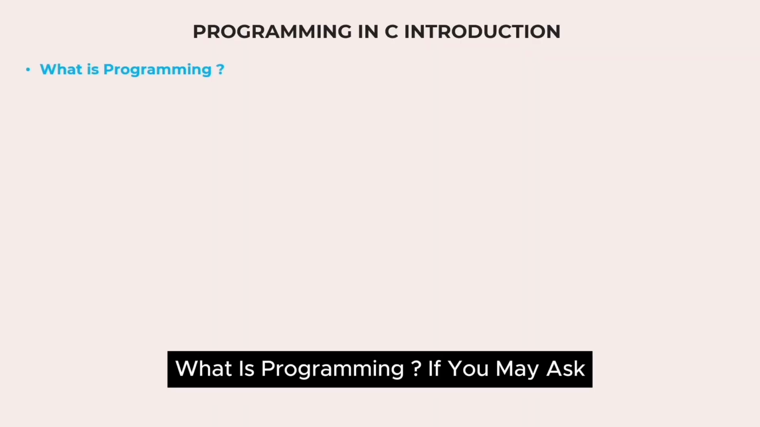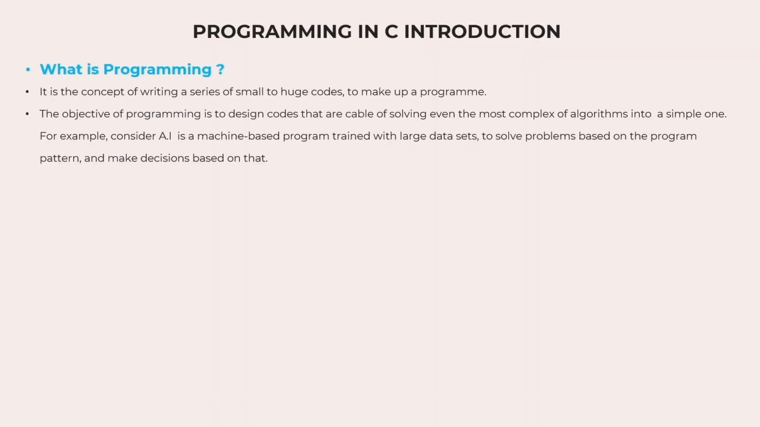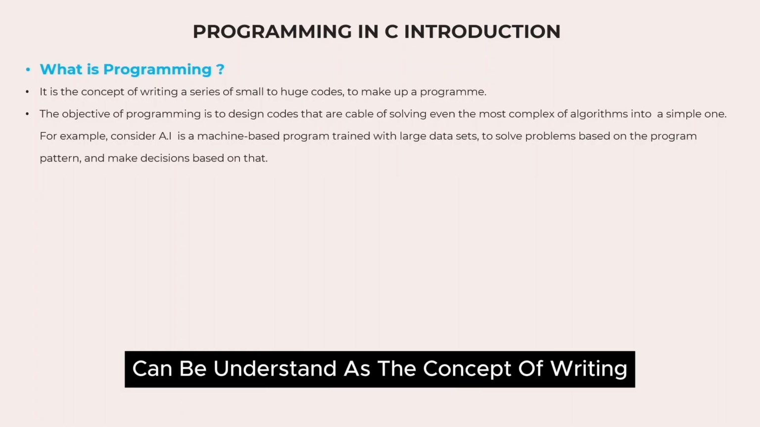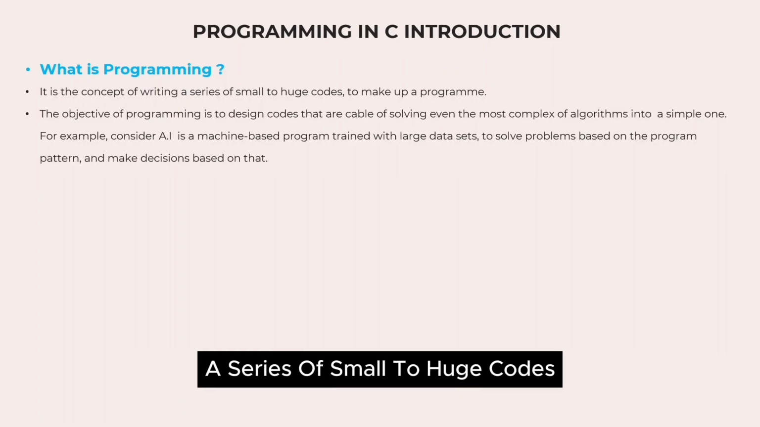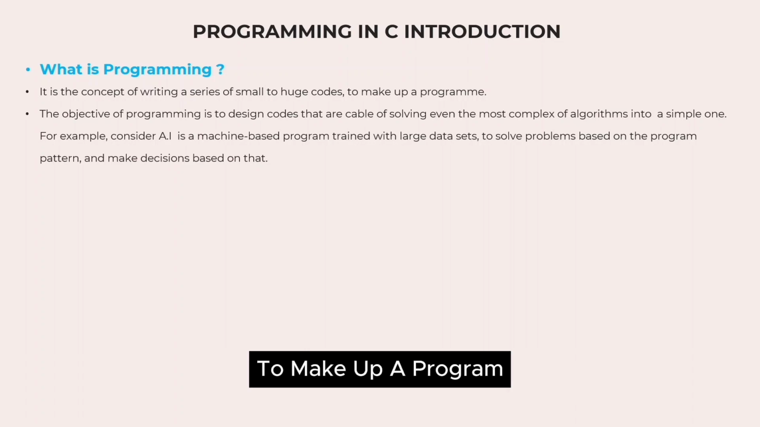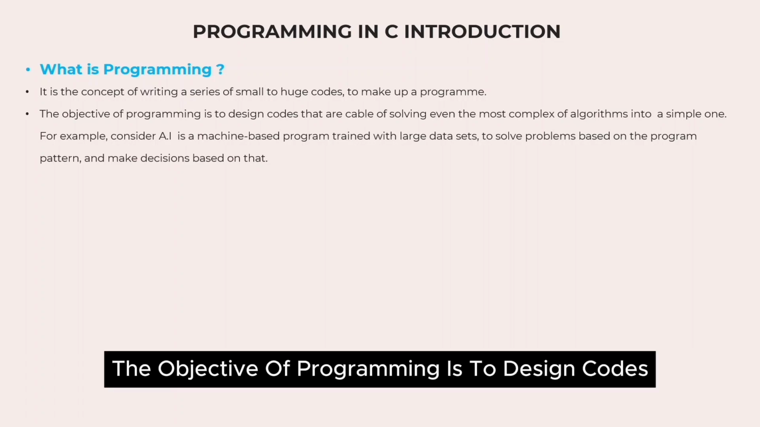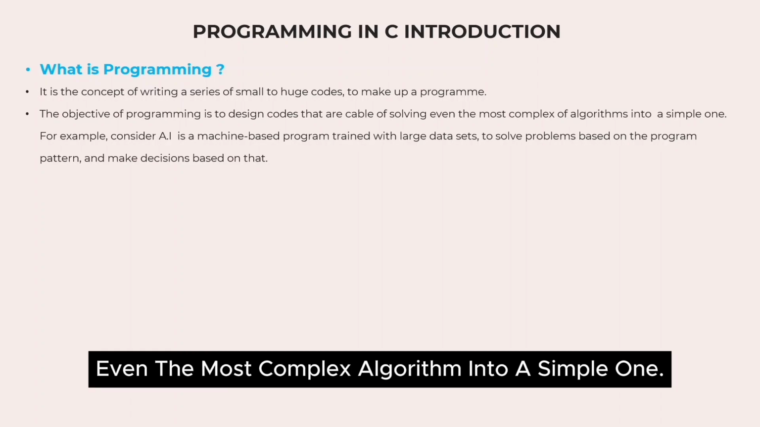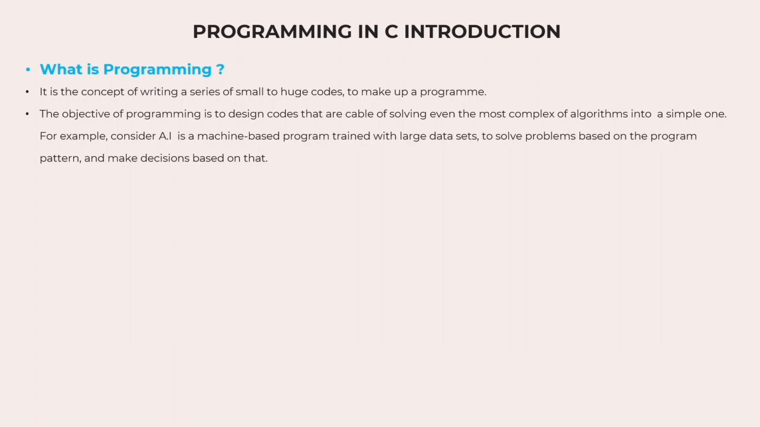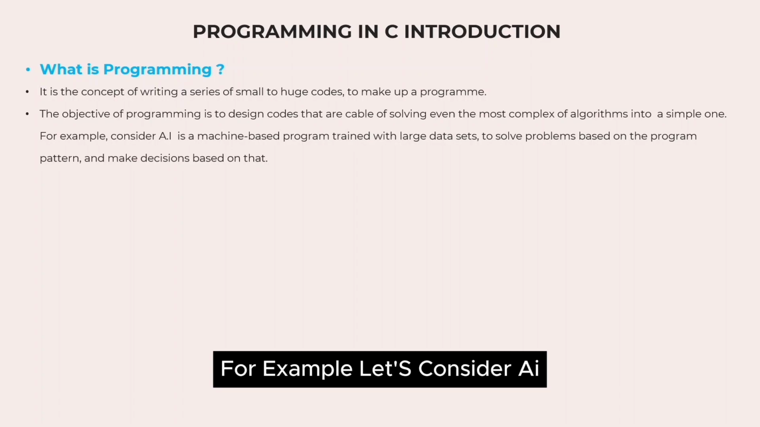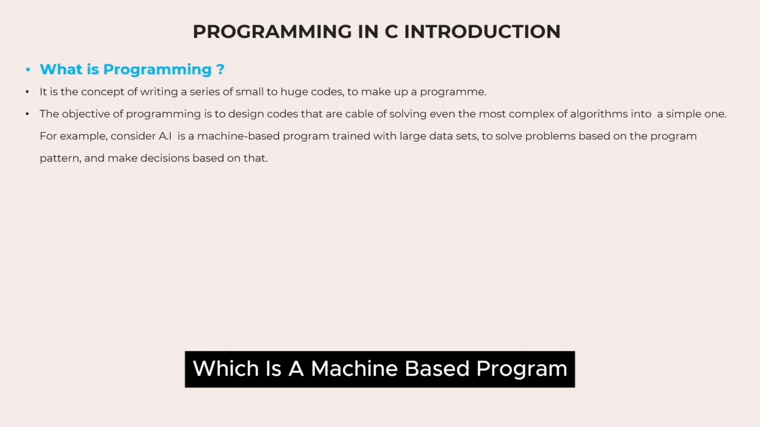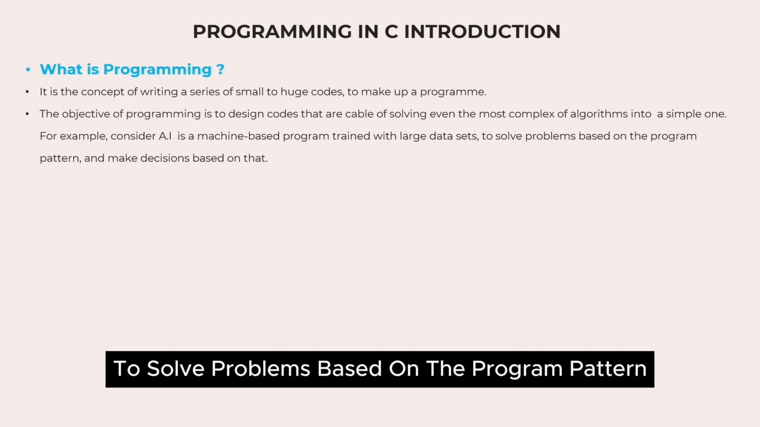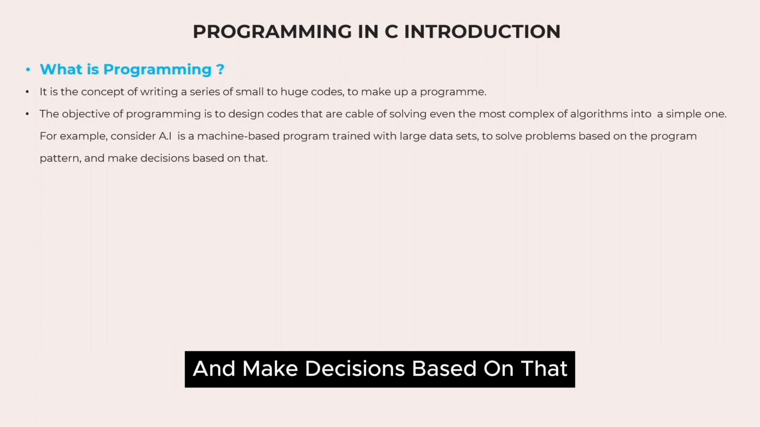What is programming, if you may ask? Programming can be understood as the concept of writing a series of small to huge codes to make up a program. The objective of programming is to design codes that are capable of solving even the most complex algorithm into a simple one. For example, let's consider AI, which is a machine-based program trained with large data sets to solve problems based on the program pattern and make decisions based on that.